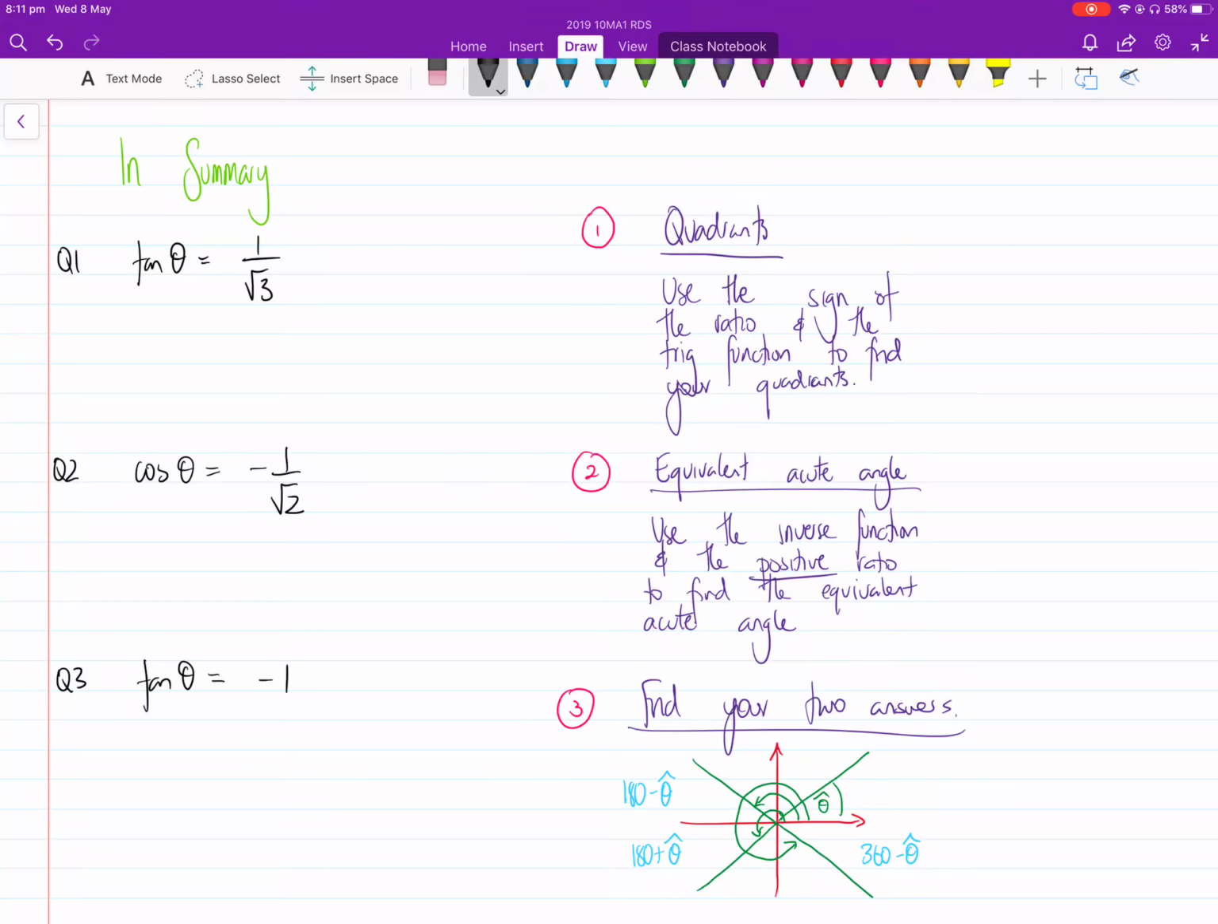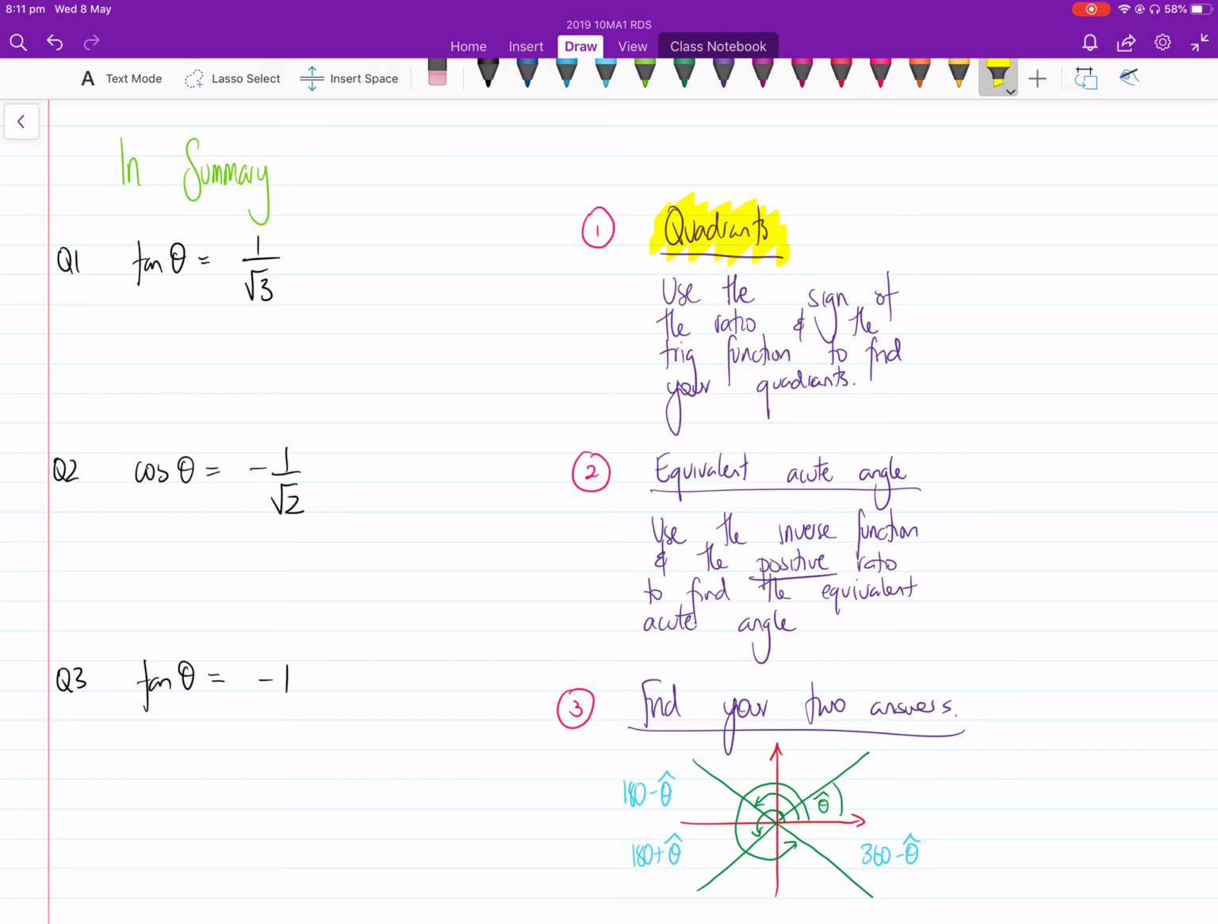We've gone into a little bit of depth now, but what I want to finish with is a bit of a summary. When you're answering a simple trig equation, so when I say simple trig equation, I mean tan, sine, cos equals a ratio, there's really only 3 steps. The first one is you use the sign of the ratio to work out what quadrants you're in. So quadrants is always the first step because you want to know where your answers are going to be.